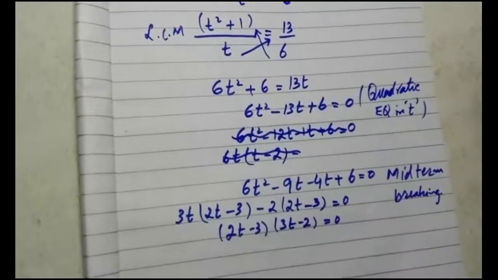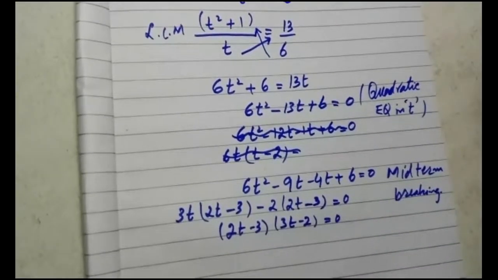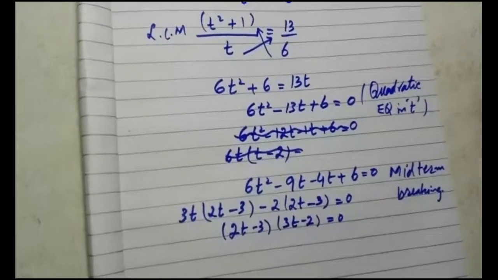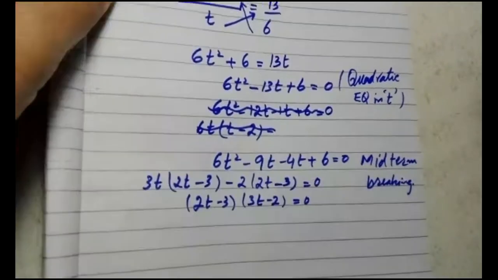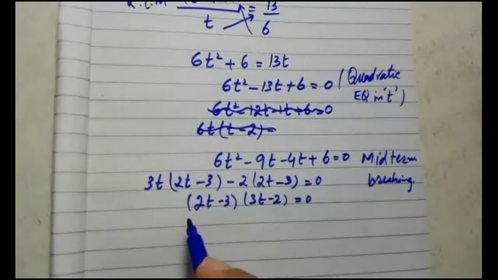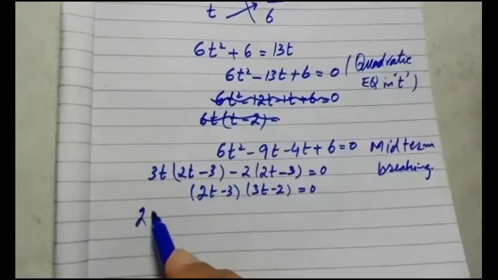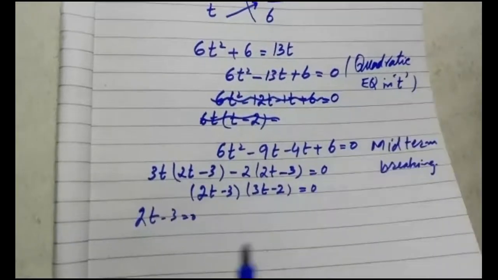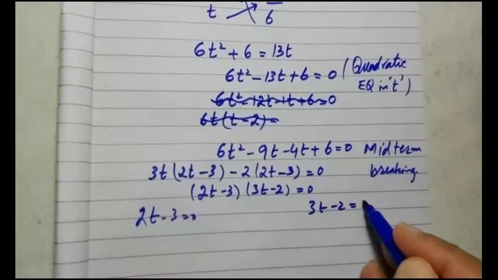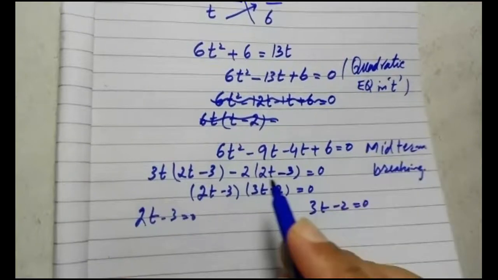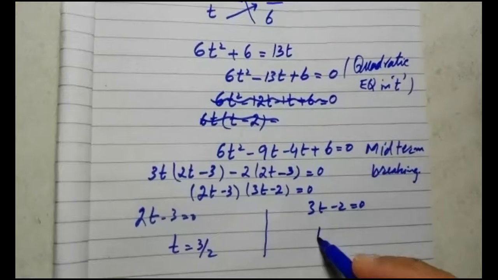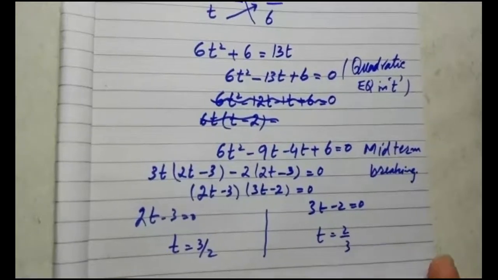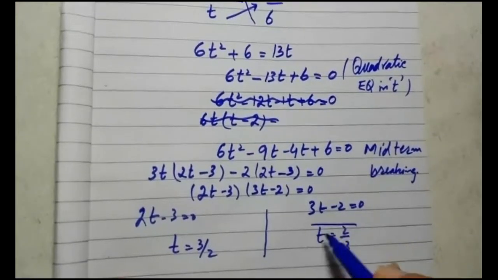So we have converted the question into quadratic form, and once it has been done in the form of a quadratic equation, we are in a position to find the answers of t now. So how to find the values of t? You will separate 2t minus 3 equals 0 and 3t minus 2 equals 0. If you separate it, you will find two values of t. One will be 3 by 2, another will be 2 by 3. So you have gotten the values of t.